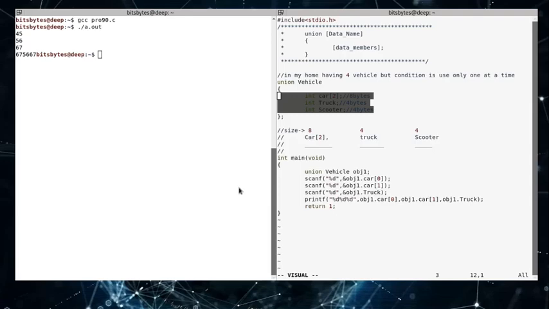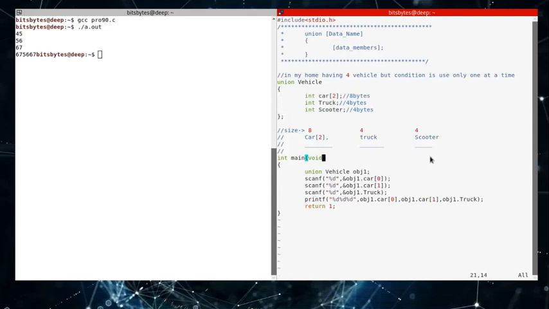And this is all about the union. Each and every syntax is similar, but the difference is the keyword. Instead of the struct keyword for a structure, we use union. Struct does not use shared memory, it uses different memory allocations. Union uses the shared memory concept.